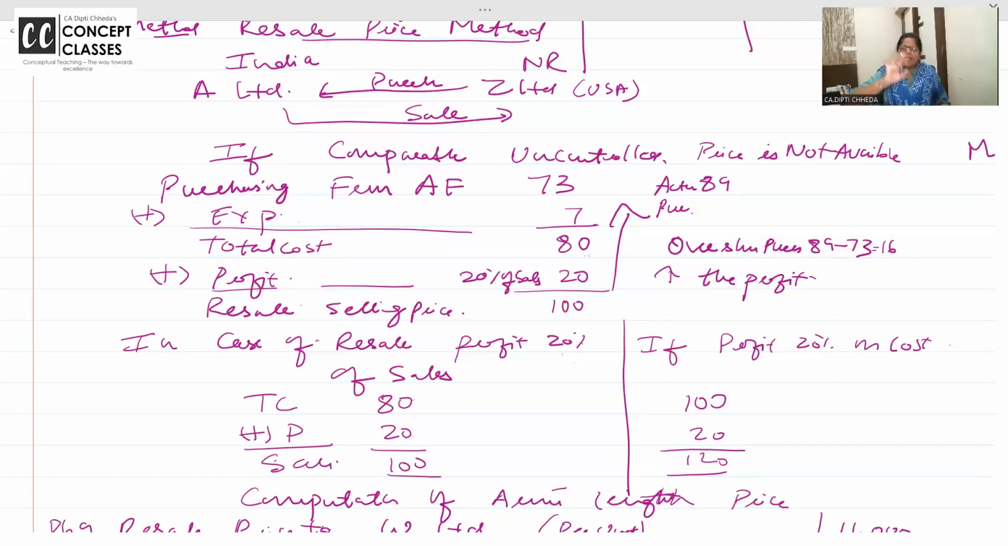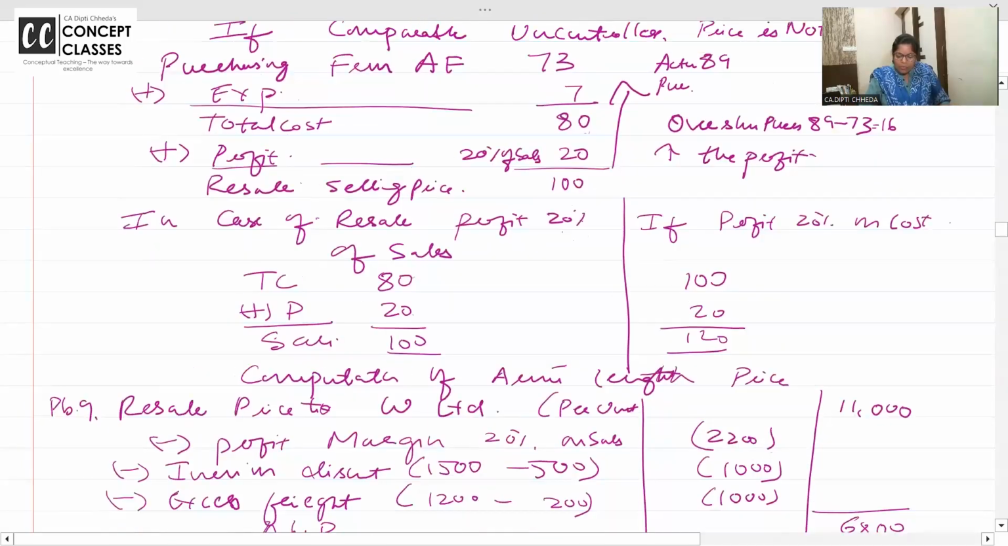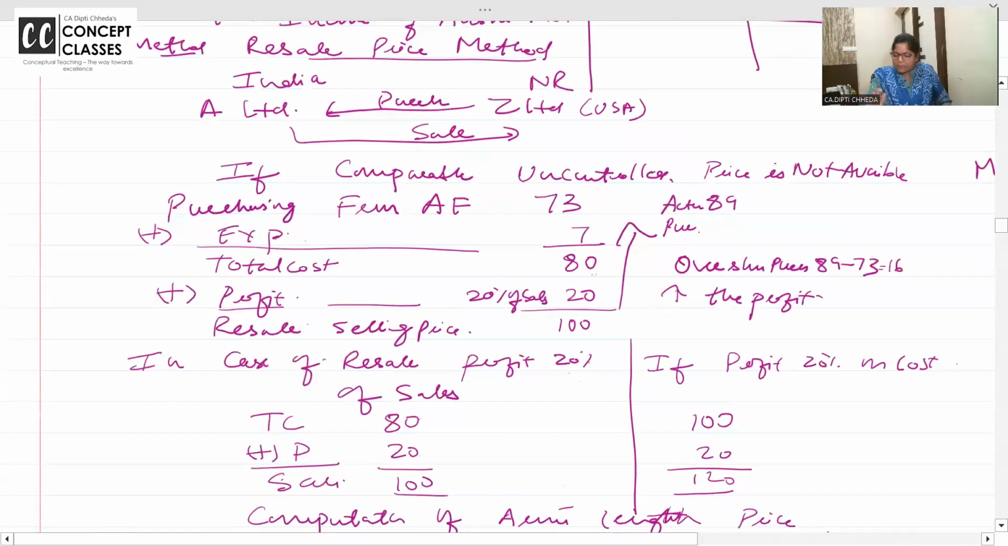For example, I'm making this pen. My foreign associate enterprise is just giving me refill. It's not selling to anyone else. So in the refill, I add pen cost, I add all my expenses, my profit, and I sell the pen to the third party. So resale selling price is when price to the third party is available.